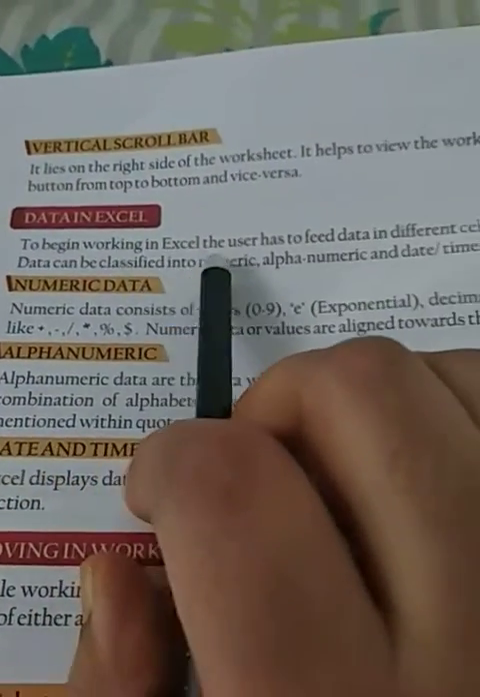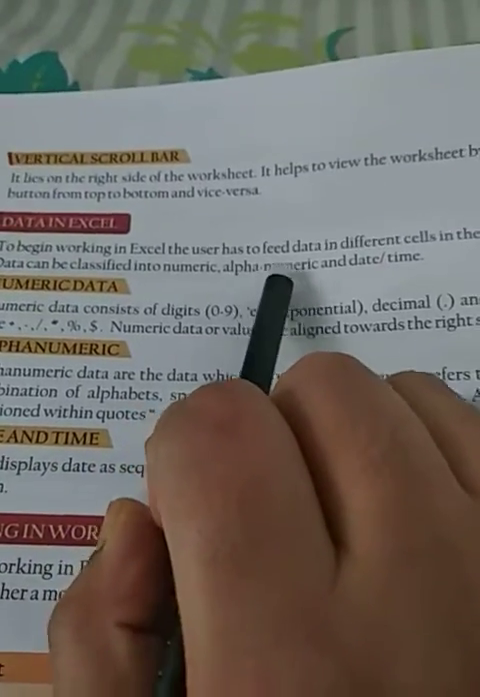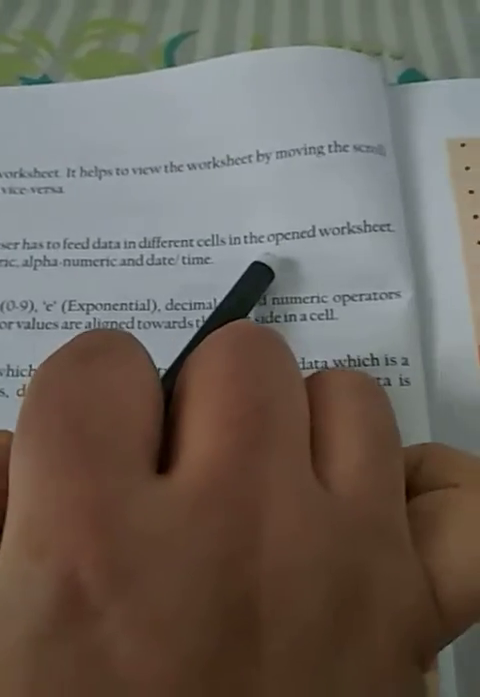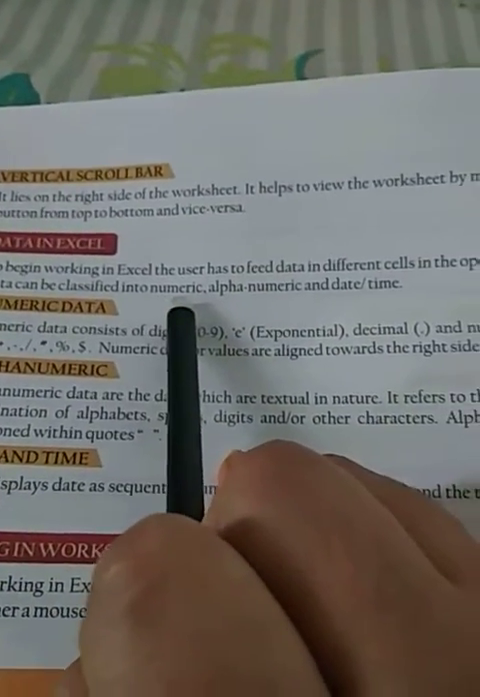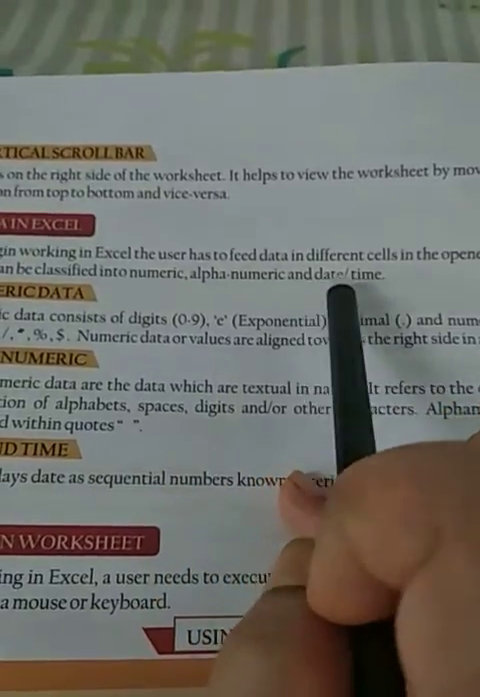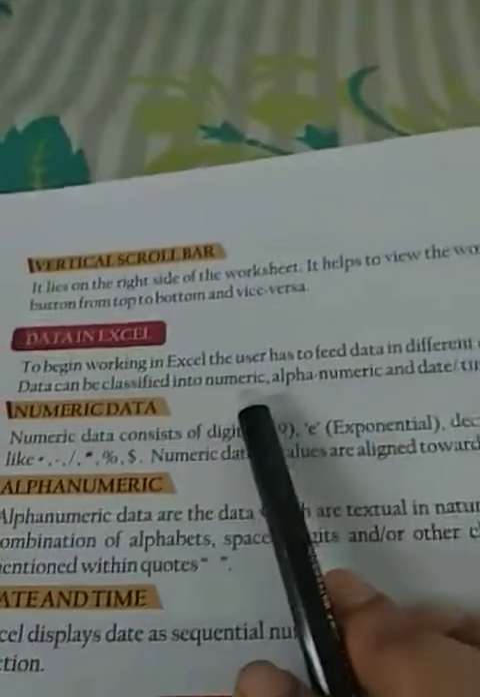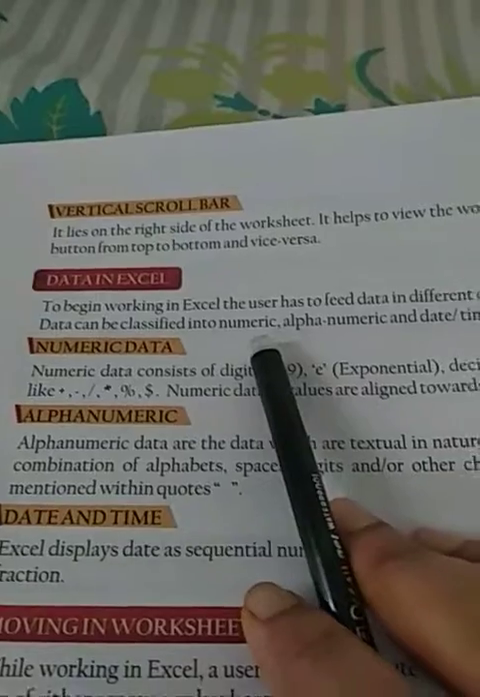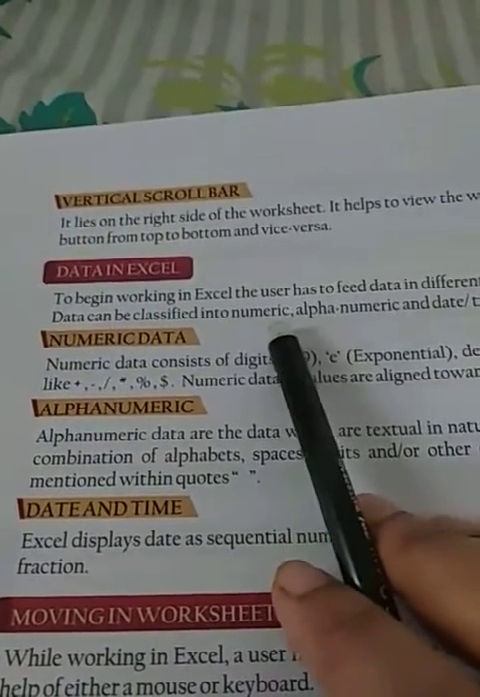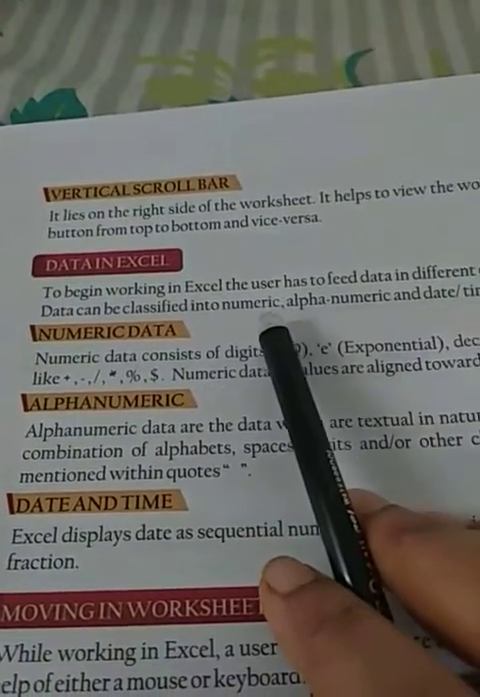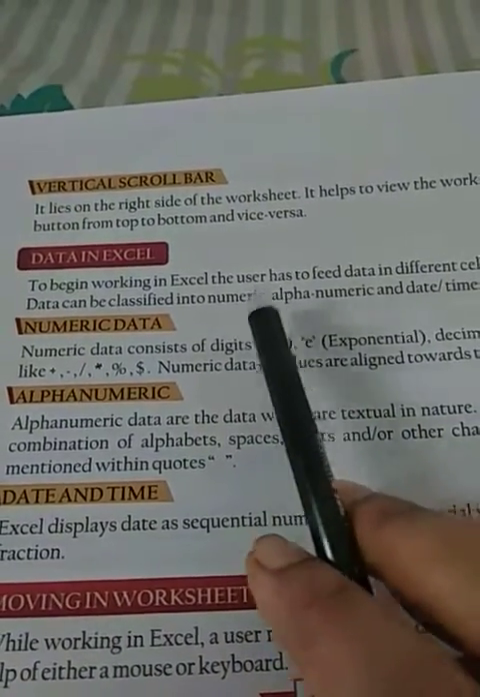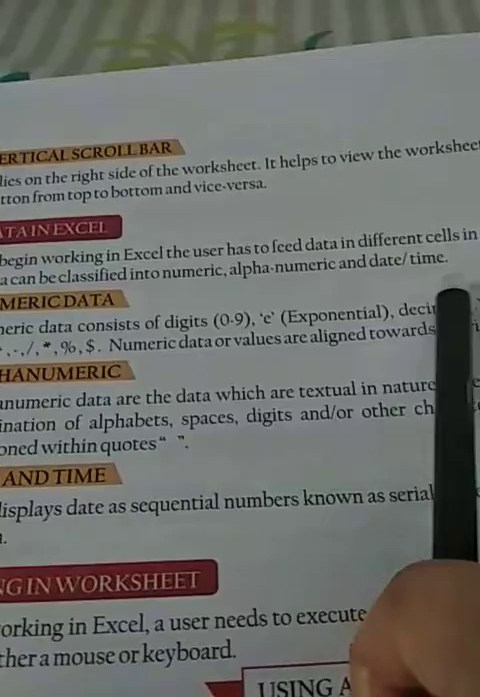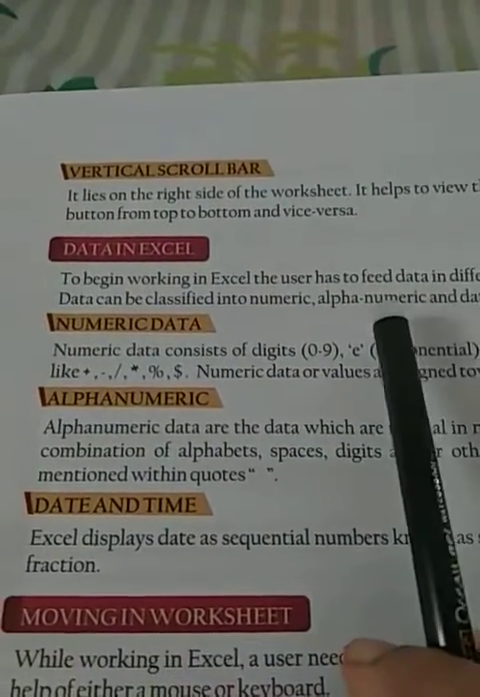To begin working in Excel, the user has to feed data in different cells in the opened worksheet. Data can be classified into numerical, alphanumerical, and date and time. As you know, in Excel we keep a record of various data and we can perform numeric and alphanumeric calculations on that. Date and time also.